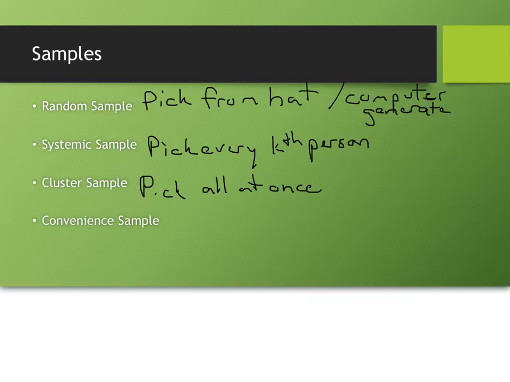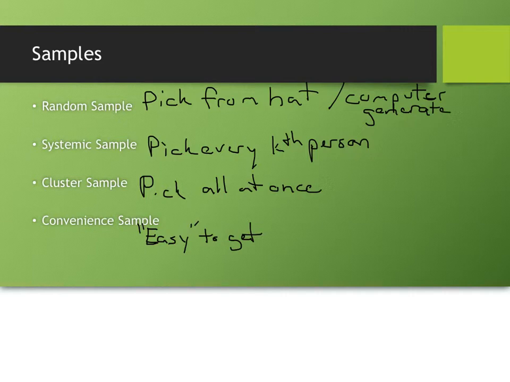Now the last one is a convenience sample. This is characterized by the fact that it's easy to get. And it's actually not a good way of sampling. So for instance, let's take the Myer sample. Maybe all of your friends shop at Myer. So you just pick all your friends and interview them and say, well, that's my sample.